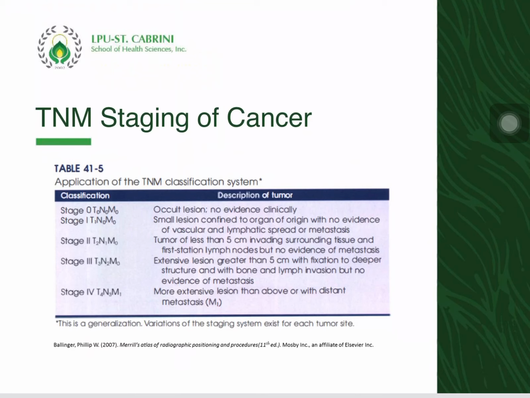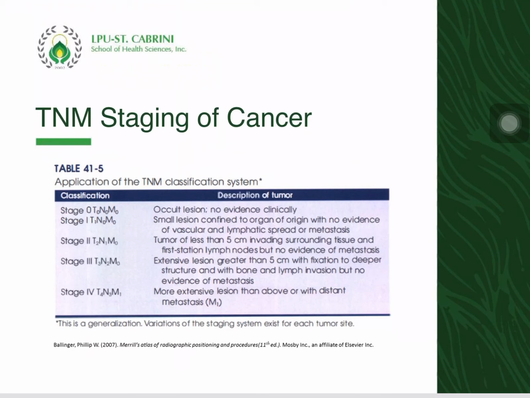So yung small lesion na nakita, lumaki na siya ng greater than 5 centimeters and mas bumaon siya doon sa structure. Kumbaga mas naging embedded, mas na-fixed, mas lumalim doon sa structure na pinaglagyan ng mismong tumor. And mas nag-invade siya papunta sa bone and sa lymph nodes. But again, there's still no evidence of metastases.